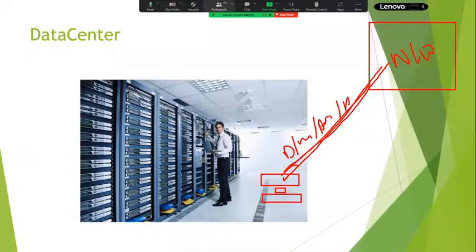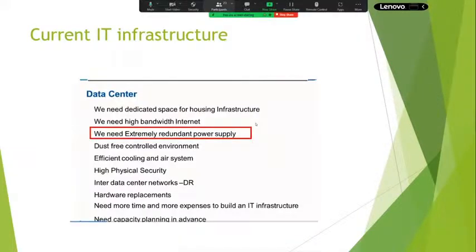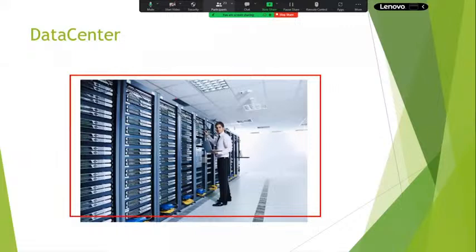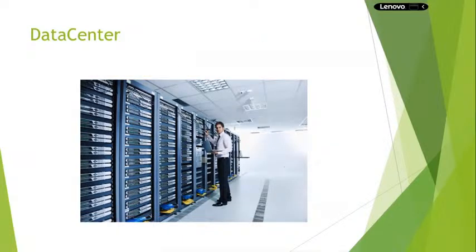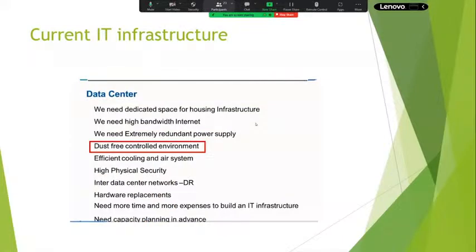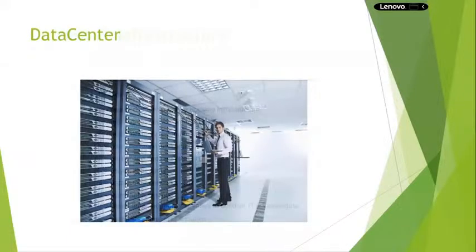Next, we need redundant power supply. To run this data center, we need electricity. If there is no electricity, we should be able to run the data center with a battery or generator. Again, that is cost. Next, a dust-free environment. We should construct the building and design it to be dust-free.